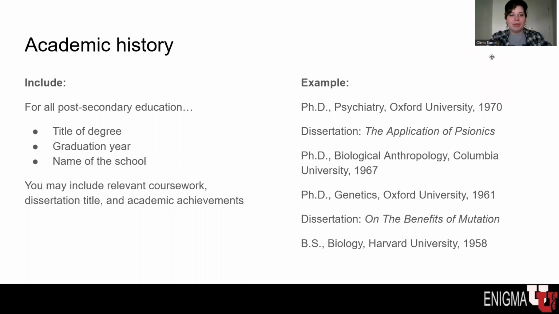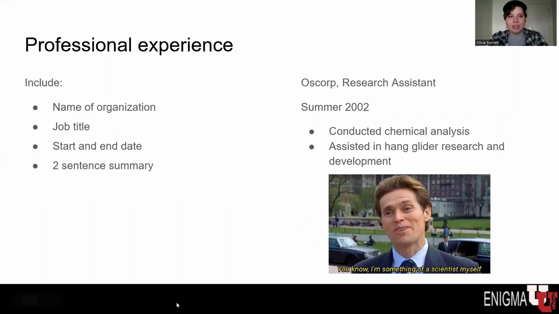So you'll start with your academic history. You don't want to include high school, but we've got undergraduate and then Professor X's 3 PhDs. What he got his PhD in, where he went to school, and then if you have something relevant to the job, then you want to include that as well. If you want to write what your dissertation was, or if you had any special achievements, you can include that in your academic history.